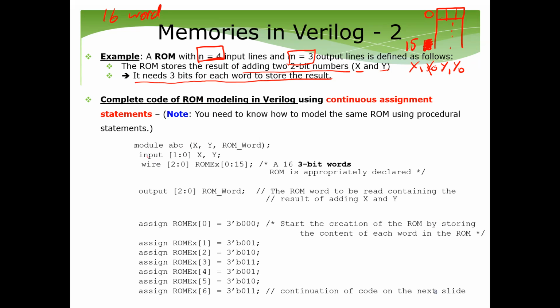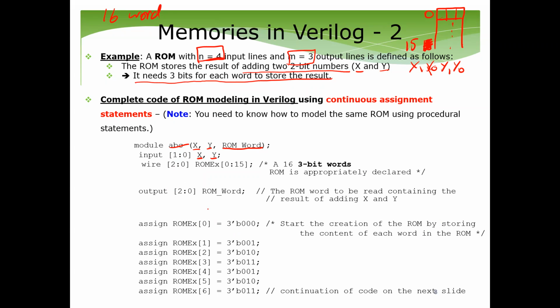Okay, so let's start. Now we are making a module called ABC. We have two inputs, which are x and y, the number x and number y which we want to add, and we have one output, which is the 3-bit output. So I'll declare x as 2 bits and y as 2 bits. Since it's a number, we're going to use 1 to 0, so x1 is the most significant and x0 is the least significant.